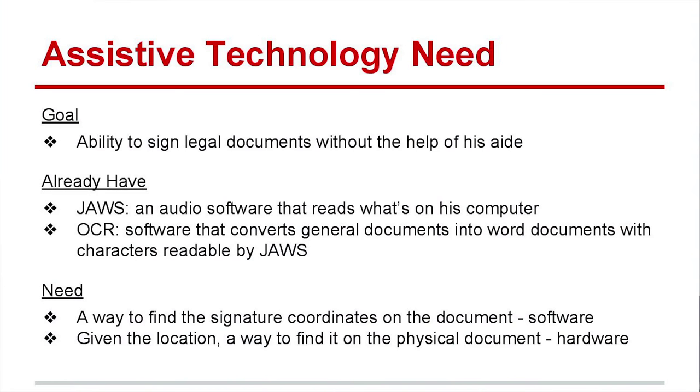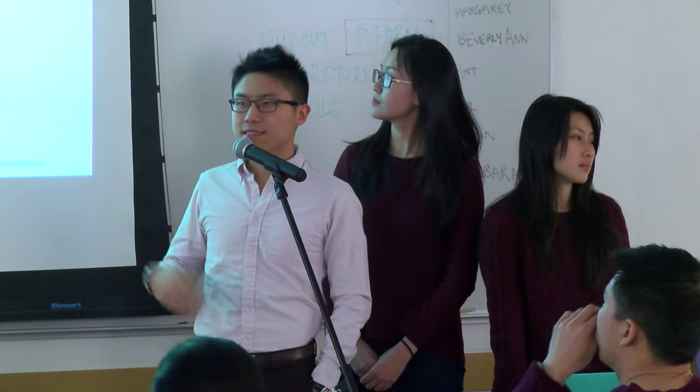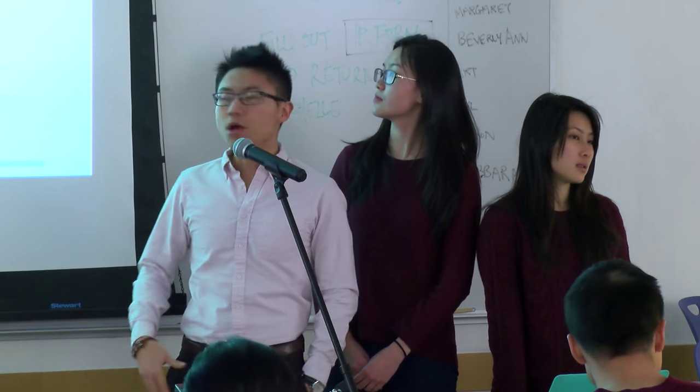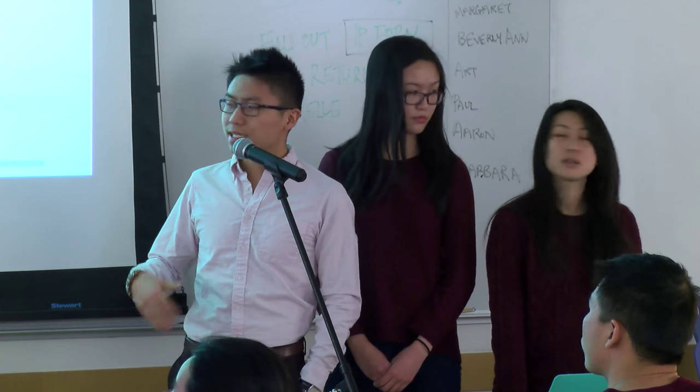All right. So the goal of our assistive technology for this semester is to have a way for him to sign these legal documents that he needs to sign without the help of his seeing aid. Before, usually he just has his seeing aid come over, and then they manually guide Jeffrey's hand to the place he needs to sign. But sometimes the aid can't always be at his house. So we wanted to come up with a way for him to be able to sign his signature on the paper, even when his seeing aid wasn't there.